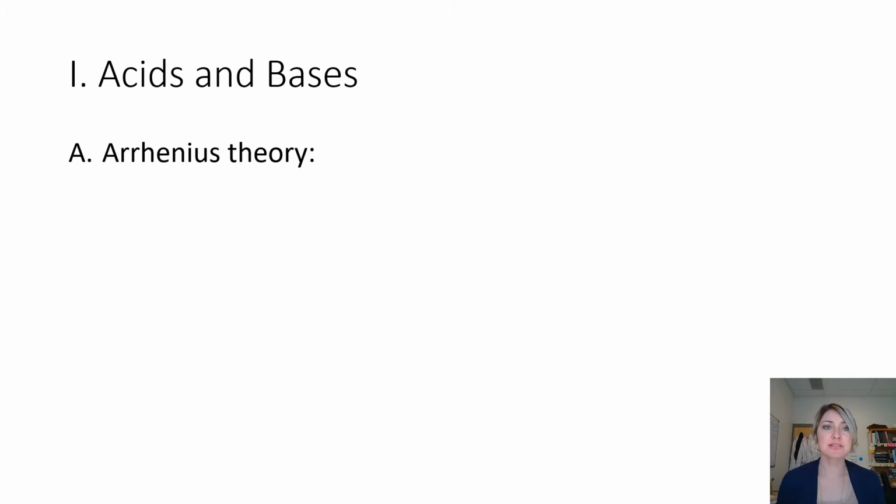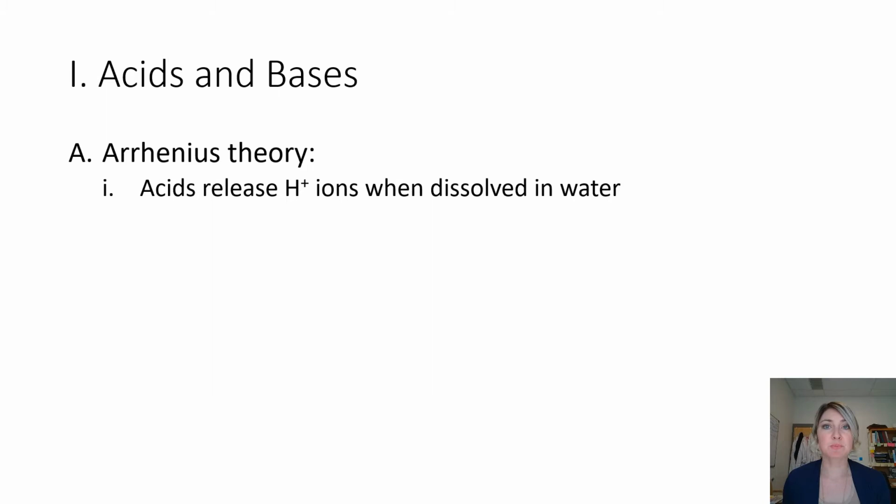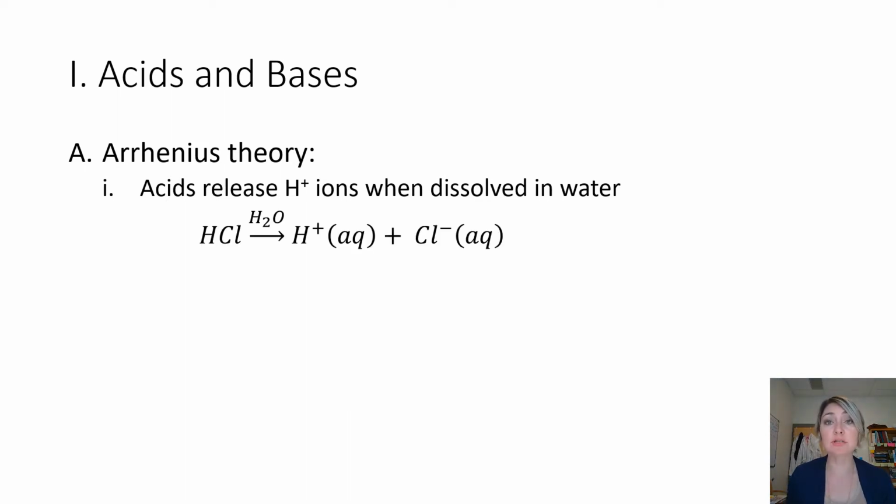All right, so the first theory for acids and bases is the Arrhenius theory. This is kind of a simplistic approach, and it essentially says that you have an acid if it releases a hydrogen ion when it's dissolved in water. Looking at the reaction, we would start with hydrochloric acid, dissolve it in water, and we get a separation of the cations and the anions. So we'd have a proton and then a chloride ion. Anything is an acid as long as it releases a hydrogen ion in water.